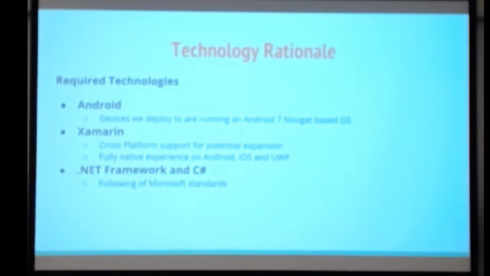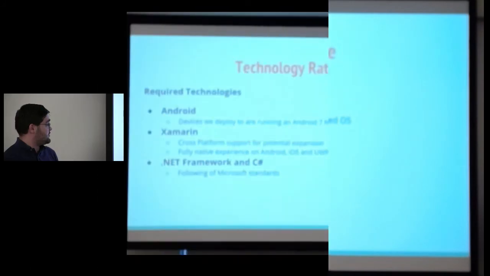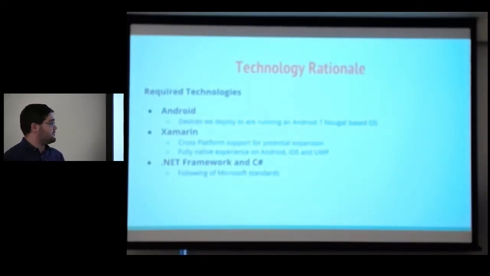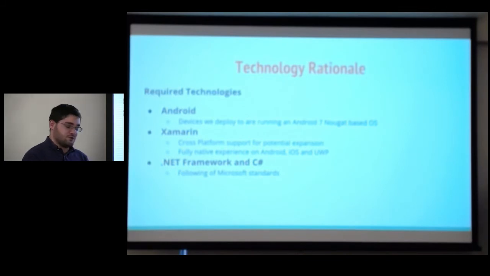There's Android, which is the OS for all the devices we're deploying to. We've got Xamarin, which is a cross-platform framework, which allows us to develop in Android, iOS, and the UWP, which is the Universal Windows Platform. And we're using .NET Framework and C#, which just follows standard Microsoft standards. The reason we were told to use these is because we had to comply with Wegmans' internal structure.